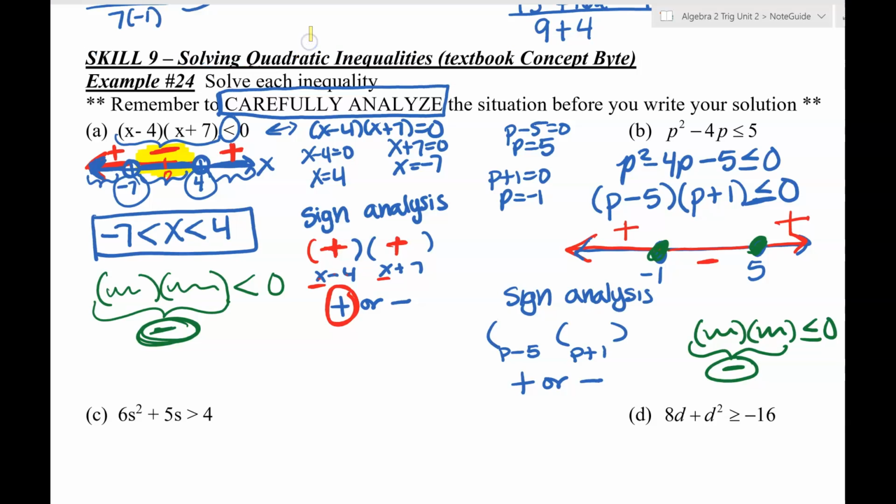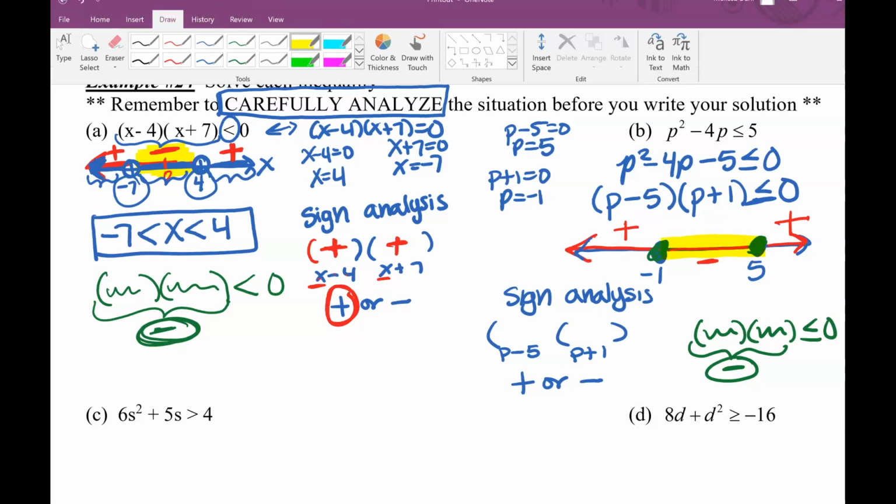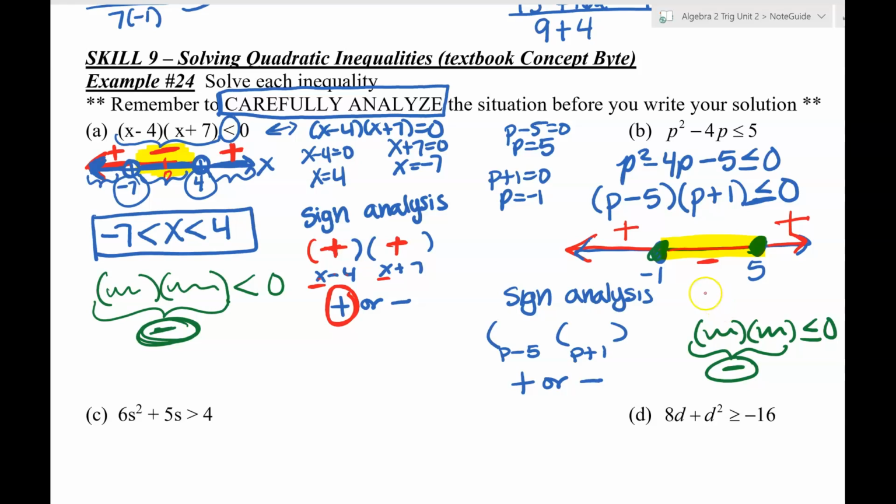And this isn't going to happen every time. It depends on how you structure it, but my negatives came in here. That means my solution to this problem is that the p-values that are less than or equal to 5, but greater than or equal to -1, are the ones that solve this problem adequately.